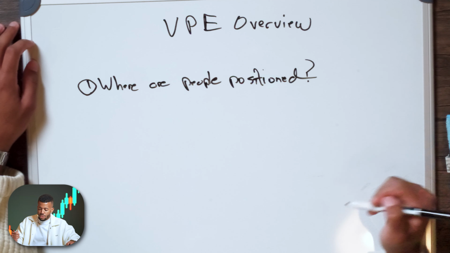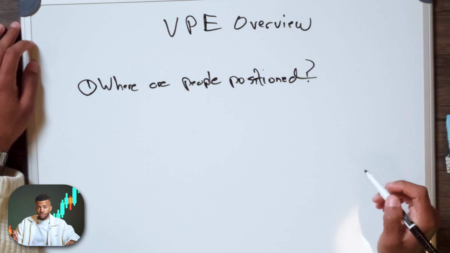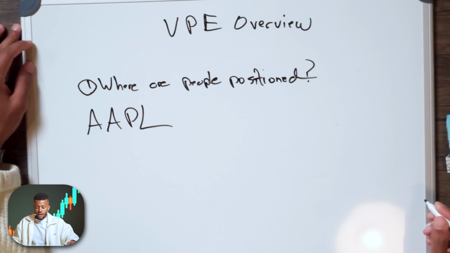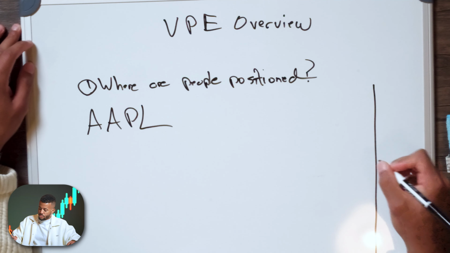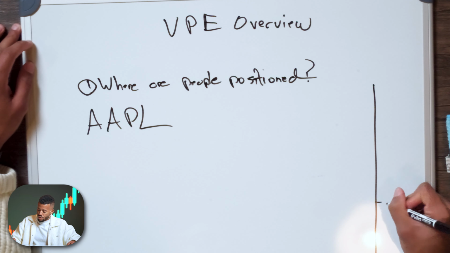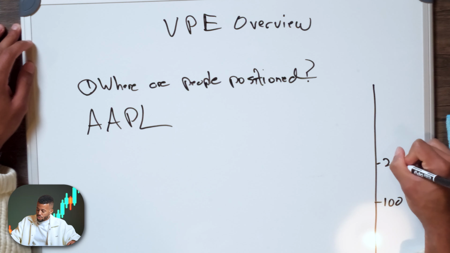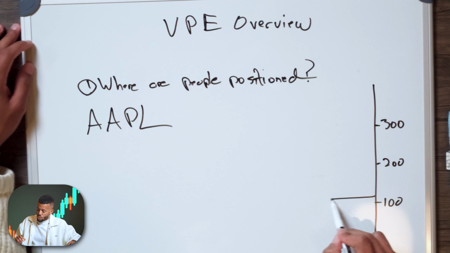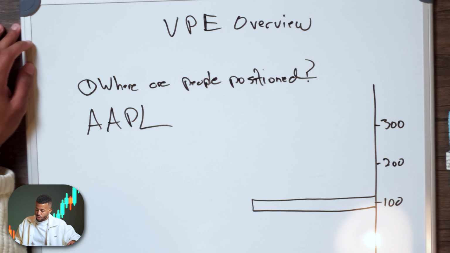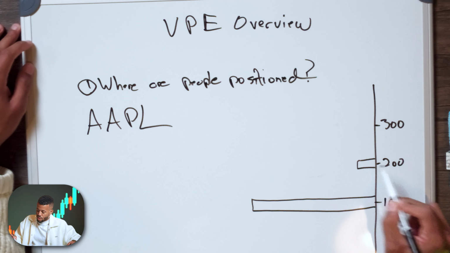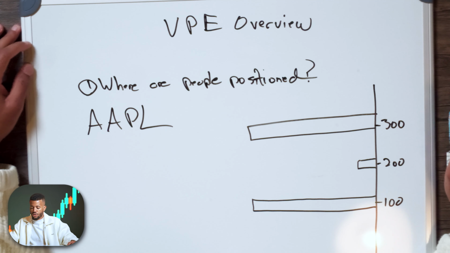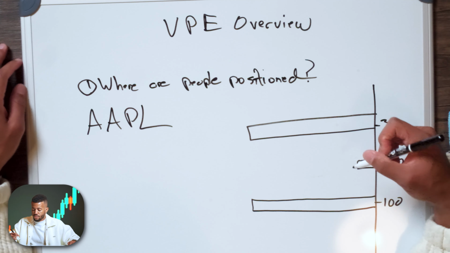So where are people positioned? Let's say that we have a stock like Apple, symbol AAPL, and let's go ahead and do our price chart. There are some prices that we care about, okay? So let's say Apple at $100, Apple at $200, and Apple at $300. Now, if I told you there was a ton of people, this many people positioned at $100, this many people positioned at $200, and this many people positioned at $300. Now, I haven't said long or short, I just said positioned.